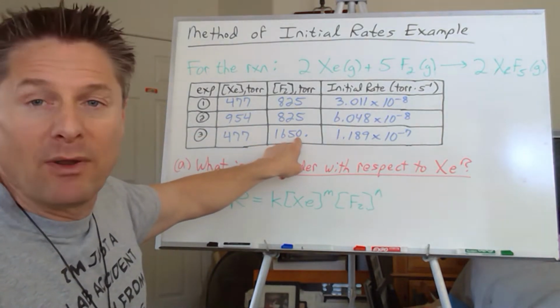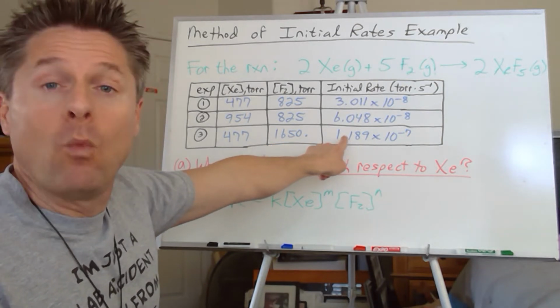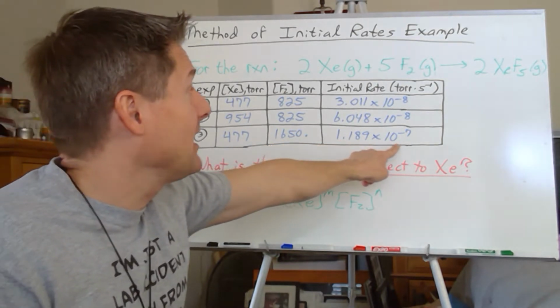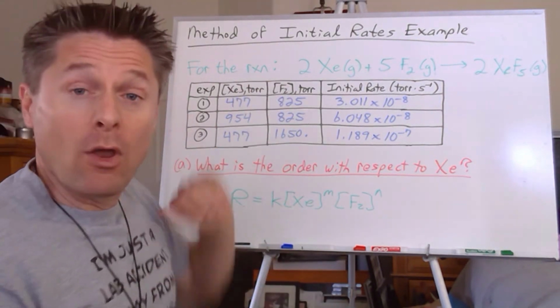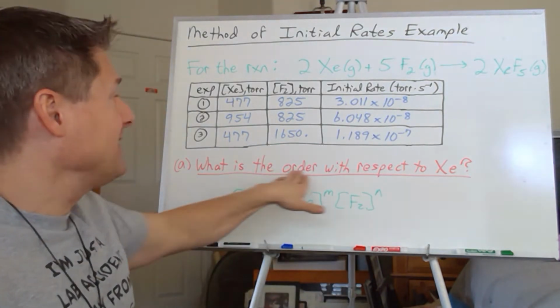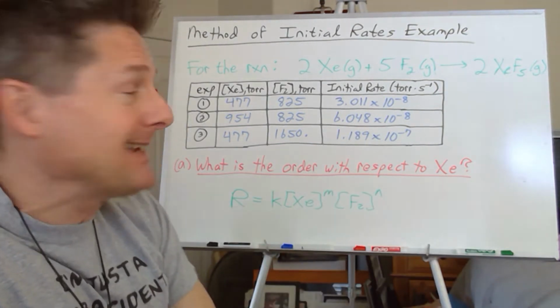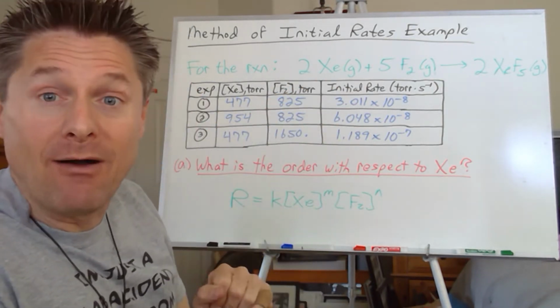I just put that decimal point there to make that 0 significant, not critical. And we get an initial rate of 1.189 times 10 to the minus 7th. Okay, so we've got all the data we need. So we're going to break this up into several factors. A, what is the order with respect to reactant, I was going to say reactant A. We know what that is in this case, xenon.